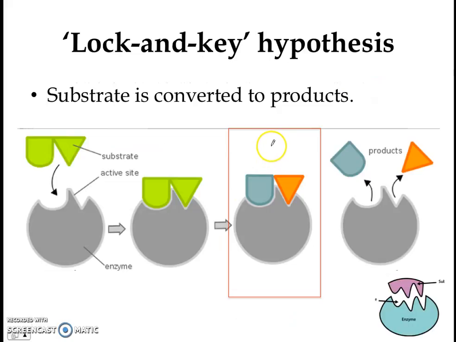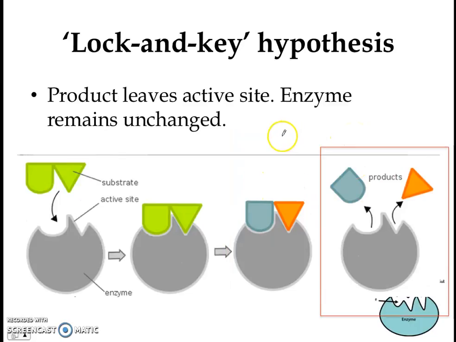Now that the enzyme substrate complex is formed, the enzyme can act on the substrate and convert it to the product. So in this case, the enzyme is causing this substrate to break down into two other substances. And finally, the product leaves the active site, it is released, and note, the enzyme remains unchanged, right? And it can be reused. And that's why we need only a very small amount of enzyme to begin with.